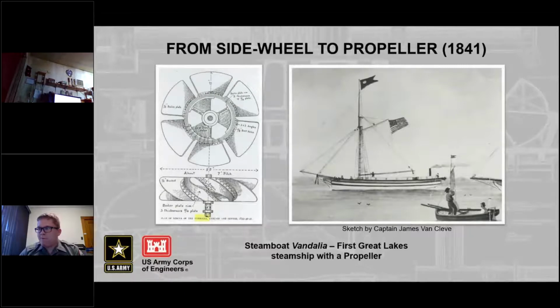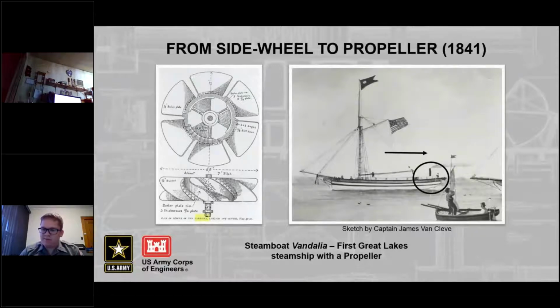And then we go from the side wheel system to the propeller. Here we have the revolutionary Great Lakes vessel Vandalia. She was the first Great Lakes vessel built with a propeller rather than the side wheel system. Still powered by a steam engine, the propeller sat below the water at the stern, which you can see here.